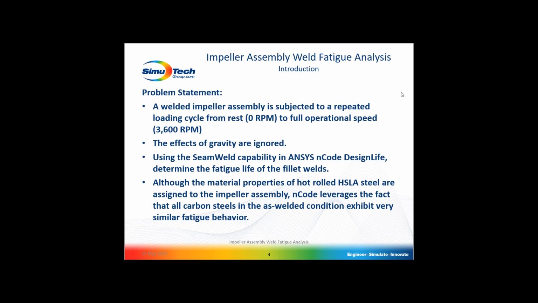Initially, the material properties of the entire structure are hot-rolled HSLA steel. However, during the nCode seam weld analysis, nCode will leverage the fact that all carbon steels in the as-welded condition exhibit very similar fatigue behavior. nCode uses a material property called seam steel to represent this at the fillet welds and in the surrounding material.